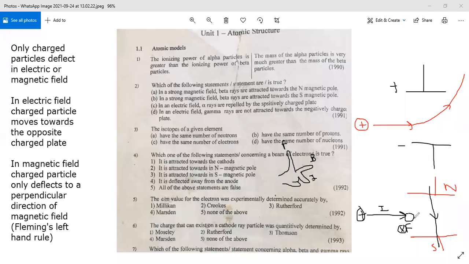Force is into the screen. That means it's 3D. It goes into the screen like this. I can't show it in a two-dimensional plane. It deflects into the plane, not to top, bottom, left or right, but into the plane. That's why I put it as a cross. So that's the point.